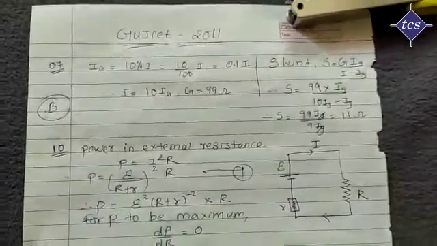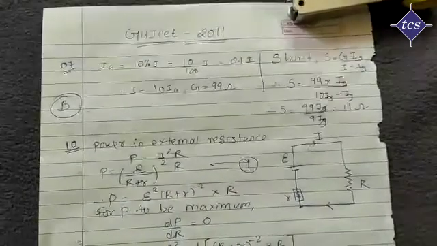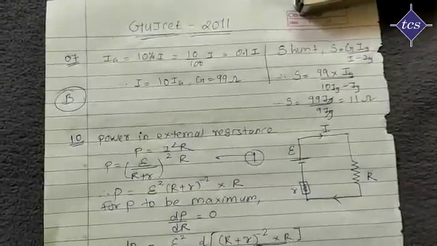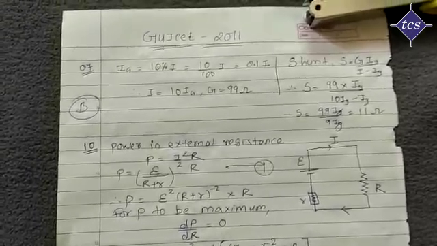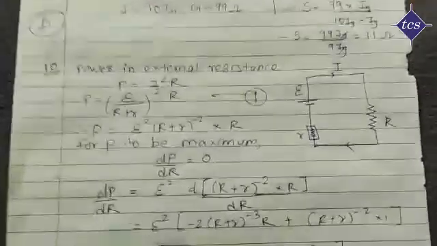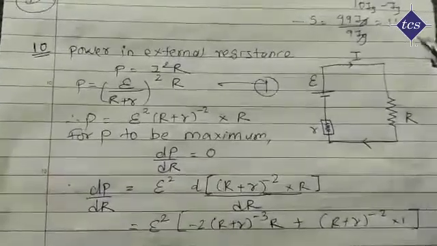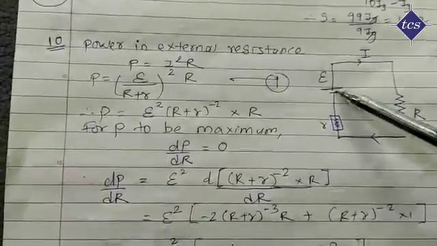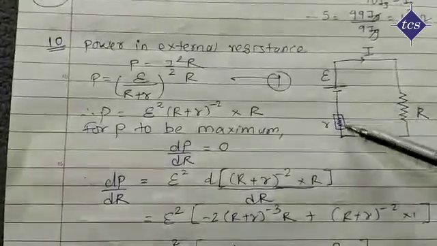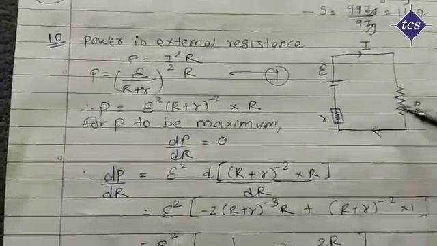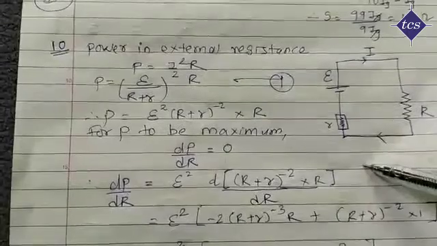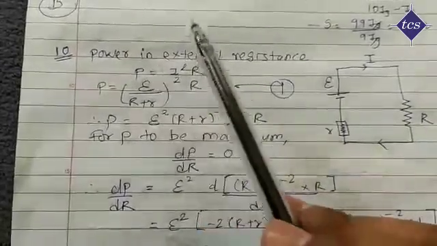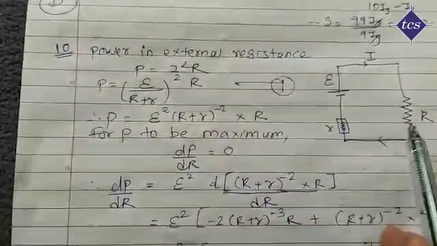Next, 10th question. The maximum power dissipated in an external resistance R when connected to a cell of EMF E and internal resistance small r will be dash. Now consider this circuit in which there is a battery having EMF E and internal resistance r, connected to external resistance capital R, with current I flowing through the circuit. So we want to find the maximum power dissipated in the external resistance.